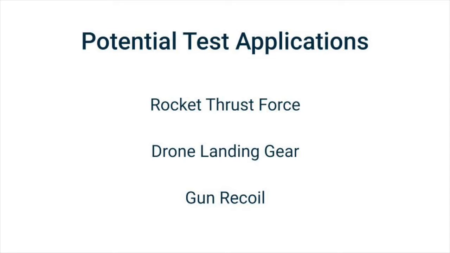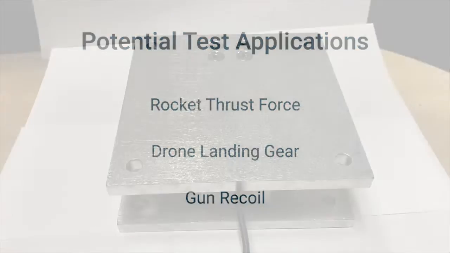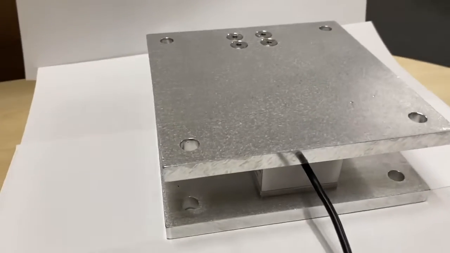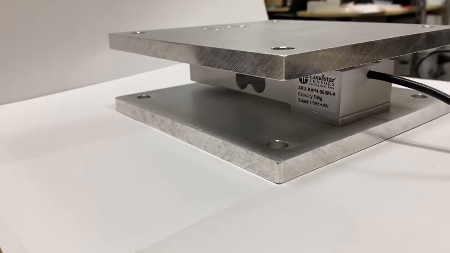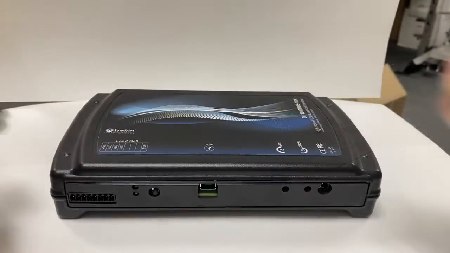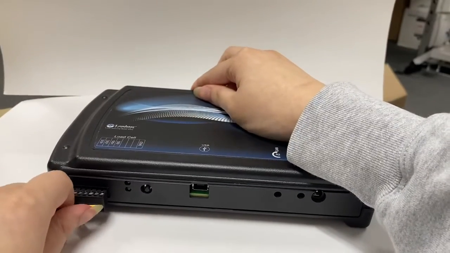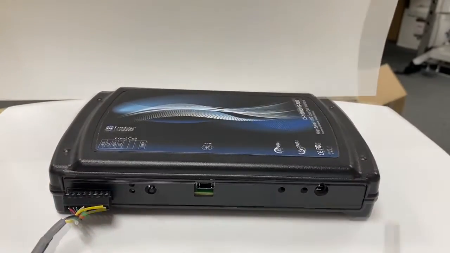This solution has also been used to test rocket thrust forces, design drone landing gear, and help minimize gun recoil. The impact sensor comes pre-calibrated with a load cell between a metal base plate and a platform on which you can conduct your test. The impact sensor needs to be mated with a high-speed USB interface before use.